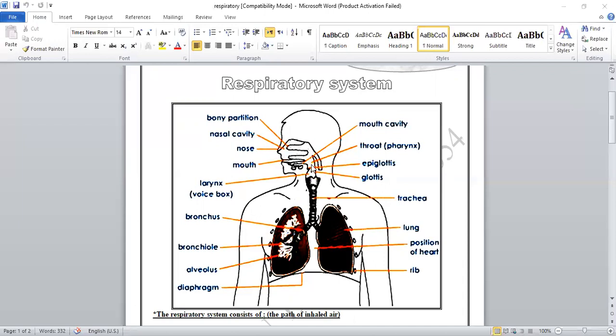فيرنكس او ثروت. فيرنكس ده زي ما I told you the common path between food and air. وبعد كده انا عندي اللارنكس الحنجره اللي هي الفويس بوكس. Above the larynx في smallest portion called epiglottis closes the larynx opening during food swallowing. وبعد اللارينكس التريكيا او كولد اير بايب اهي.